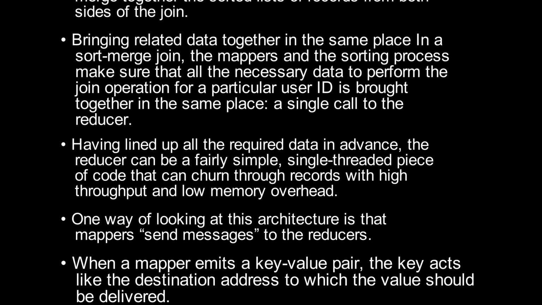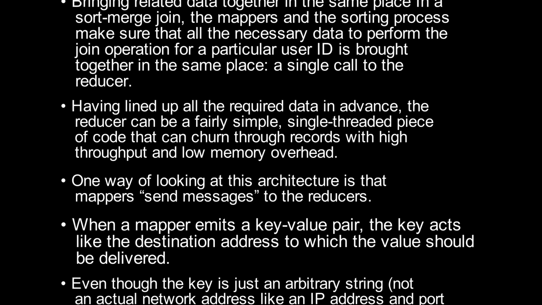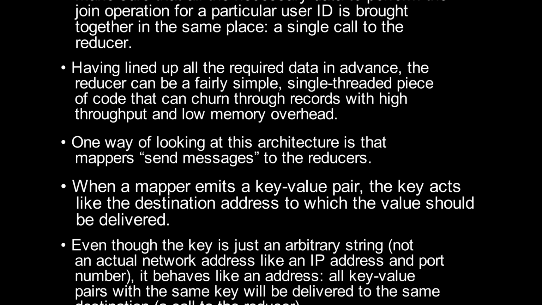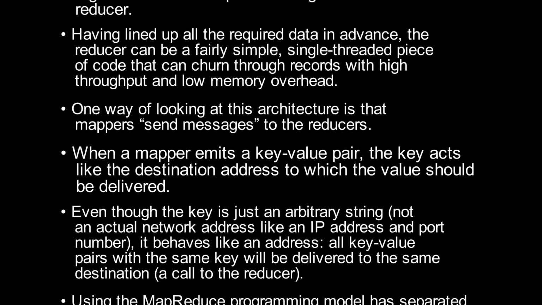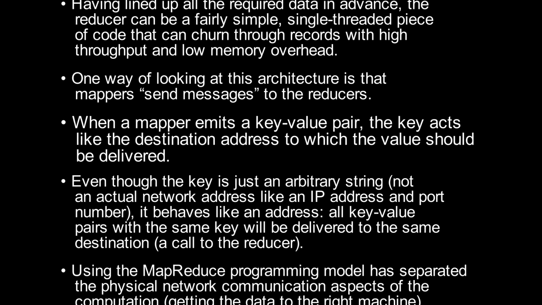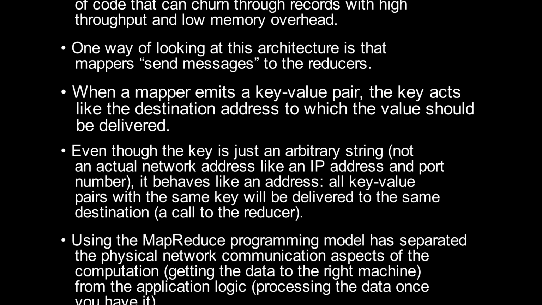One way of looking at this architecture is that mappers send messages to the reducers. When a mapper emits a key-value pair, the key acts like the destination address to which the value should be delivered. Even though the key is just an arbitrary string, not an actual network address like an IP address and port number, it behaves like an address. All key-value pairs with the same key will be delivered to the same destination, a call to the reducer.